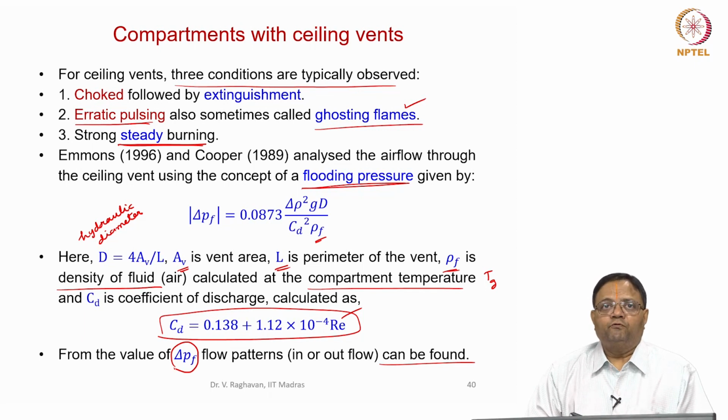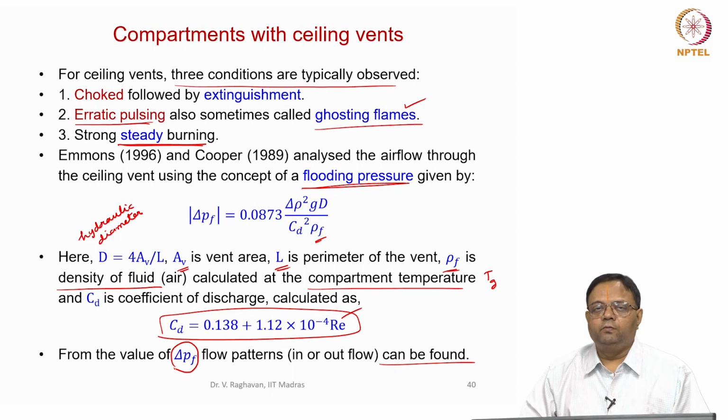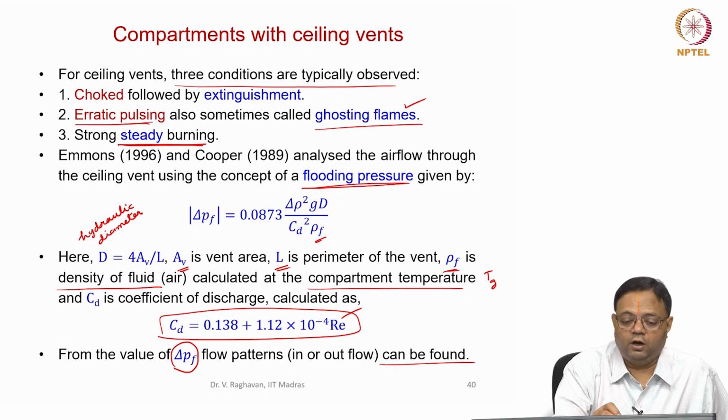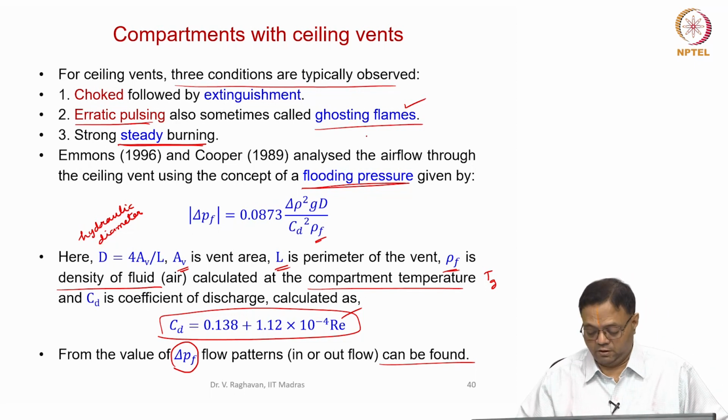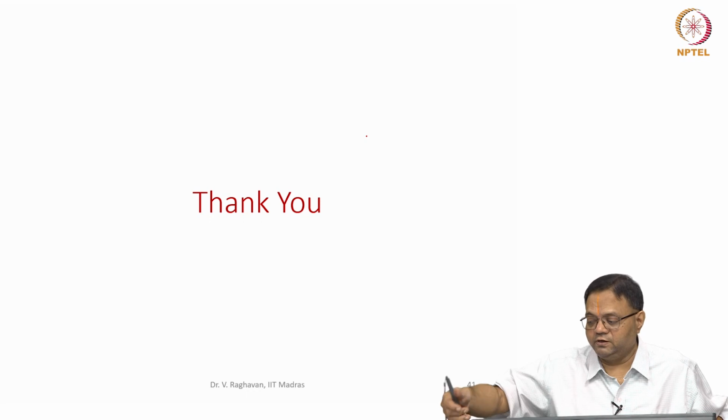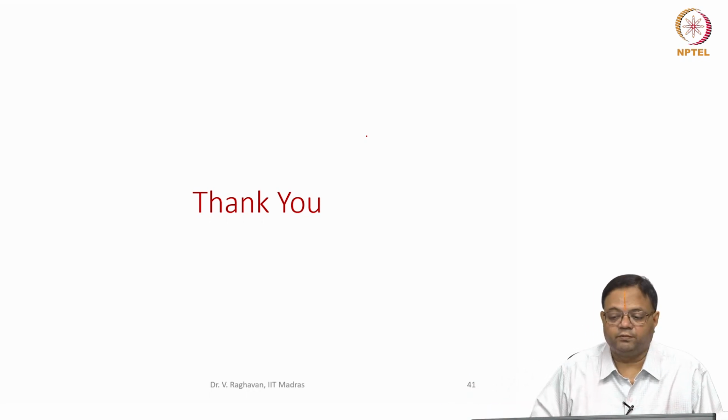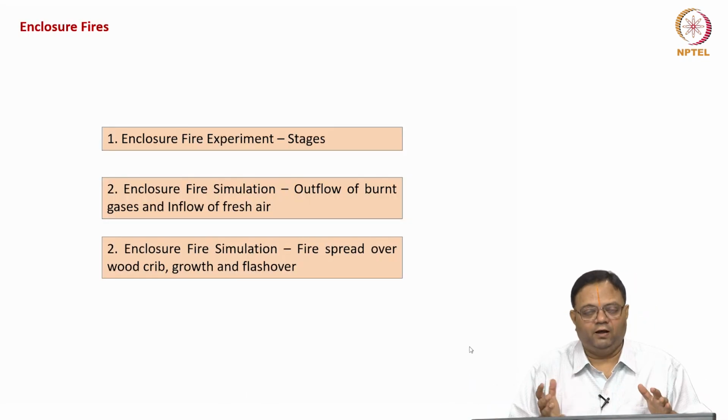And furthermore, if you have a ceiling vent, the situation will be entirely different, and we have different types of conditions like a choke flow or flame extinction, then erratic pulsation or ghosting flames, or a strong steady burning. Okay, that finishes this module. We will see some case studies where a fire in an enclosure is involved.